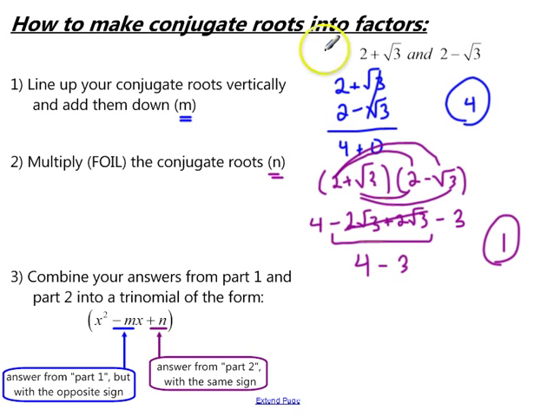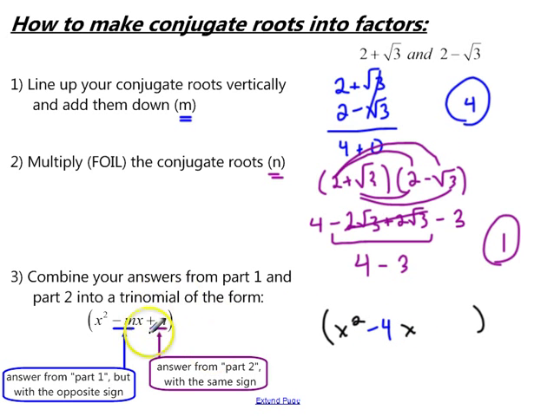So in part 3, we need to combine the answers from part 1 and part 2 into a trinomial of this form. So I'm going to go ahead and start by writing x squared, and then I'm going to put an x and then close my parentheses. Then it says this minus m, that's going to be our answer from part 1, but with the opposite sign. So our answer from part 1 was positive 4, and we're going to use the opposite sign, negative 4, as the coefficient for our x term.